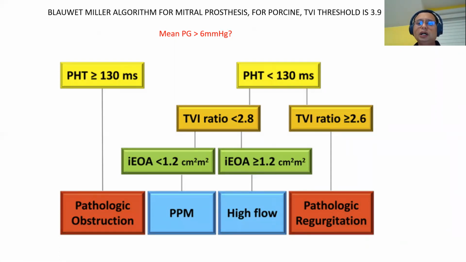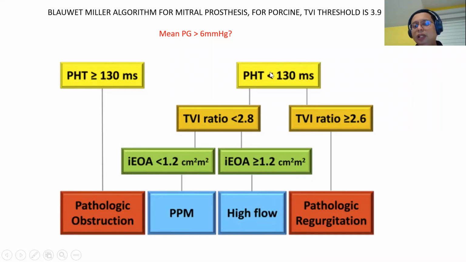Look at your pressure half time. That is the most important thing in this algorithm. If your pressure half time is more than 130 milliseconds, straight away you can say the patient has obstruction. Okay, and that's it, you can stop there. Now, if your pressure half time is less than 130 milliseconds, the problem with mitral valve prosthetics is you have to depend on whether this is a metallic, a porcine, or a pericardial valve, because the TVI ratio is different for each of those. So this is for a mechanical valve, right?